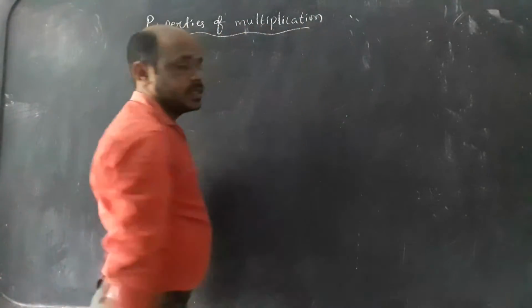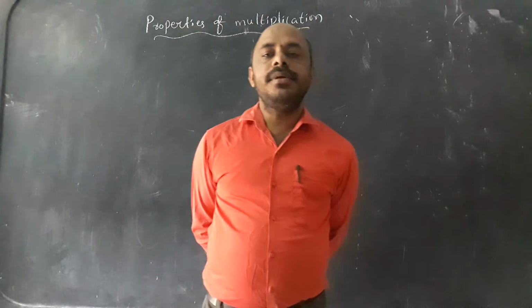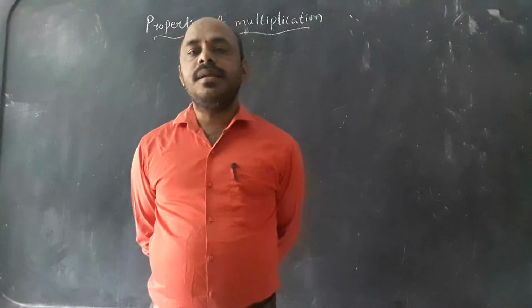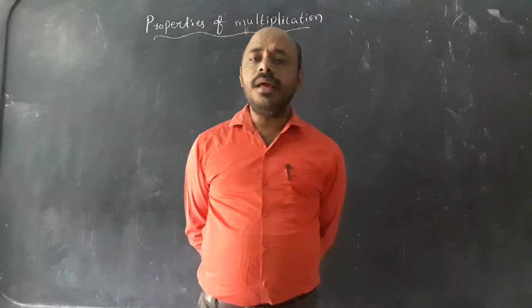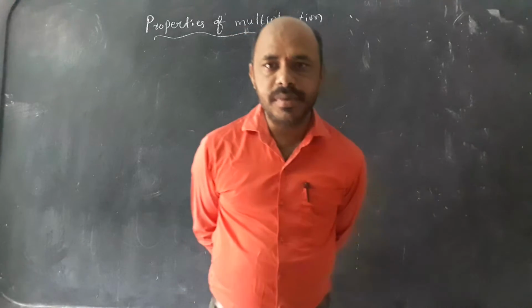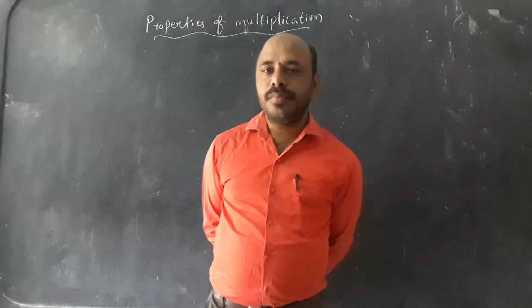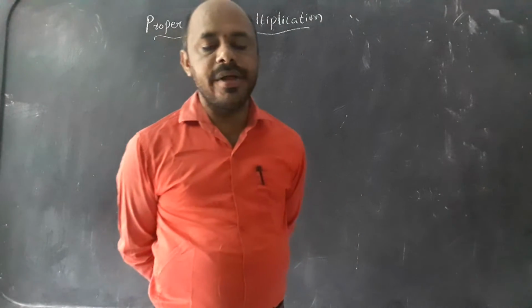Properties of multiplication. First property, yesterday we learned the order property. Order property means what? When two numbers are multiplied in any order, the product will be the same. This is the order property.